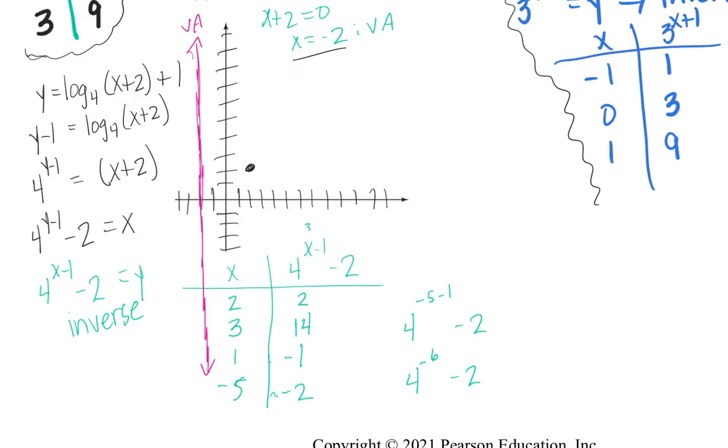3, 14. So 3, 1, 2, 3, 4, 5, 6, 7, 8, 9, 10, 11, 12, 13, 14. So it's like up here somewhere. 1, negative 1. And a negative 5, negative 2. So this one is going to look like this.